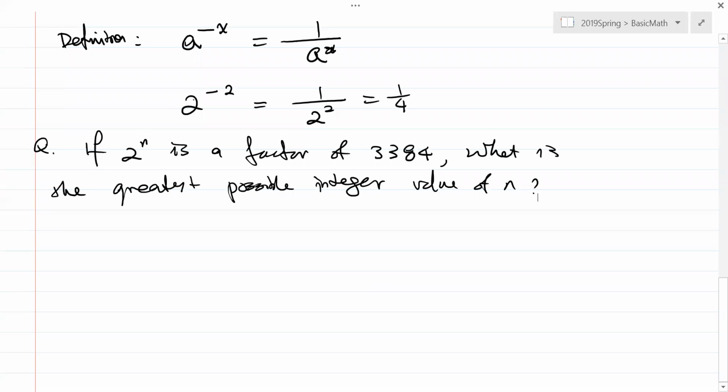Jasper, you don't bring a calculator? You can use a calculator to work on it.